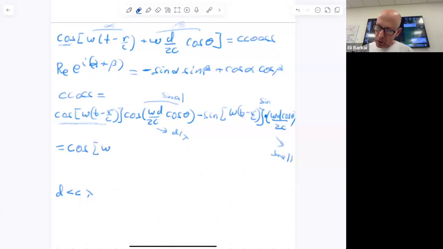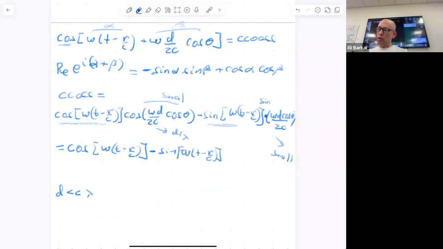cosine omega t minus r over c. And again, this is actually trivial. I'm emphasizing this. This is just replacing r plus with r. This is the zeroth order approximation. This is something which is the leading order correction. And then we have this first correction, sine omega t minus r over c. This comes from here.